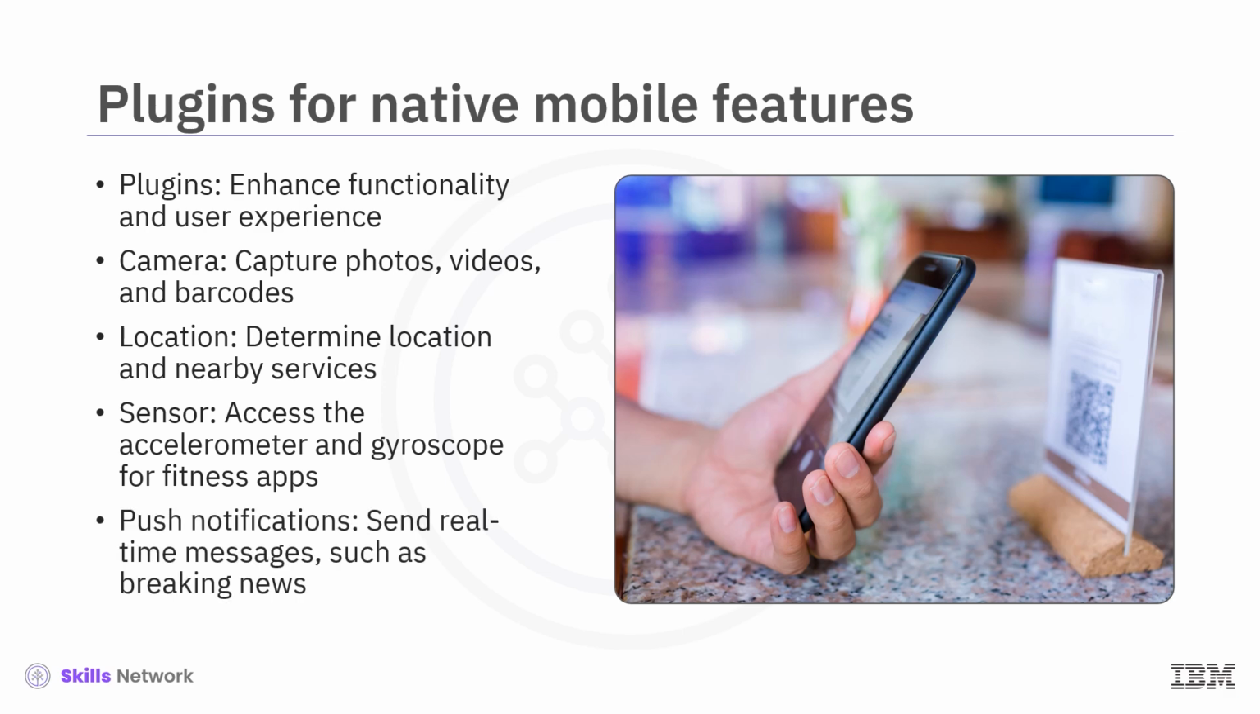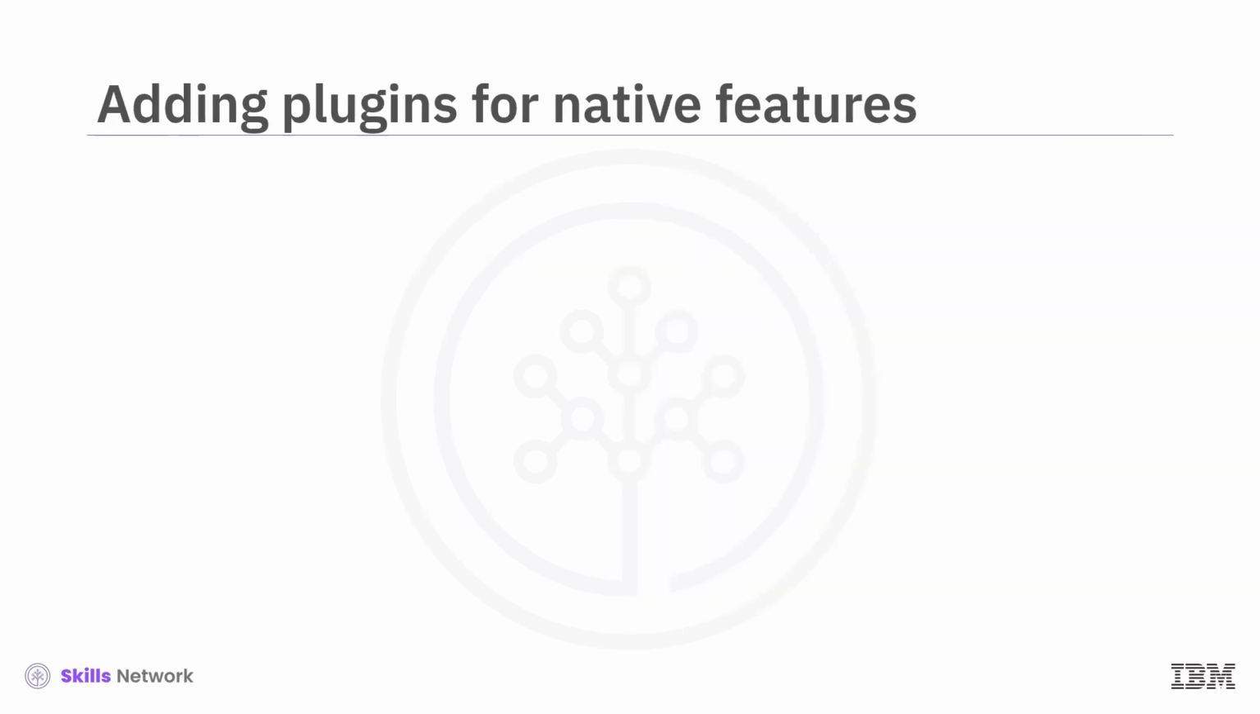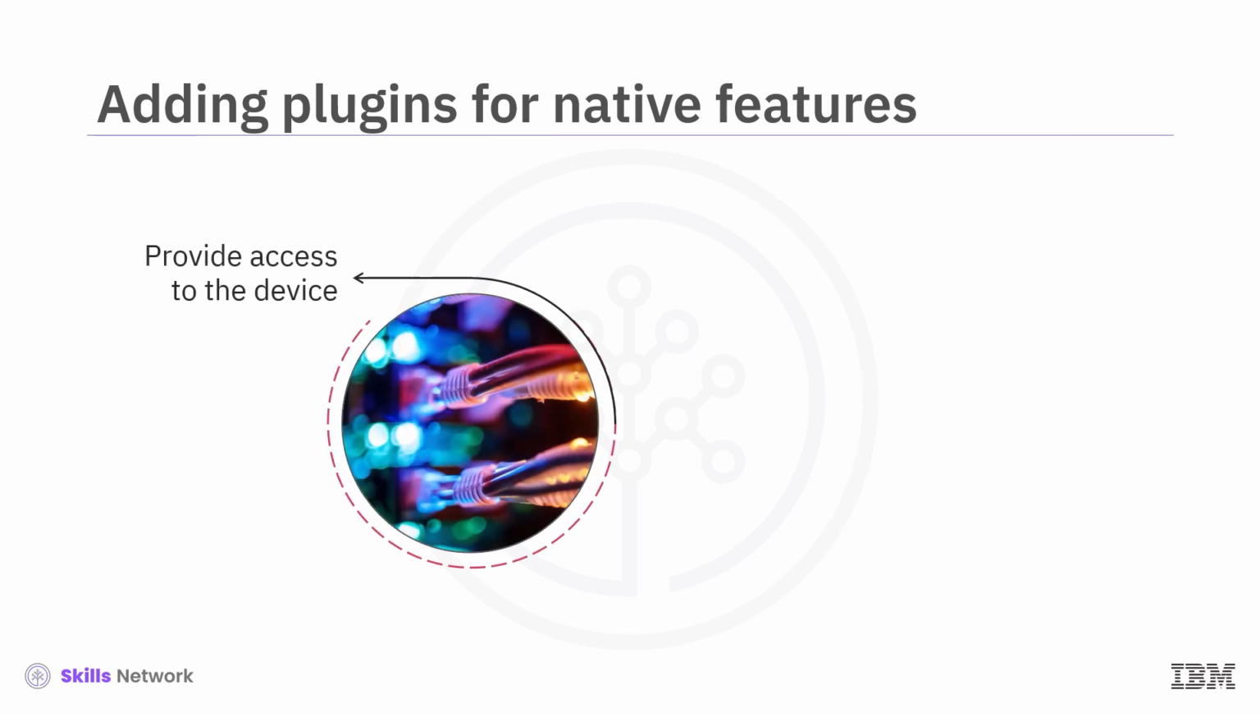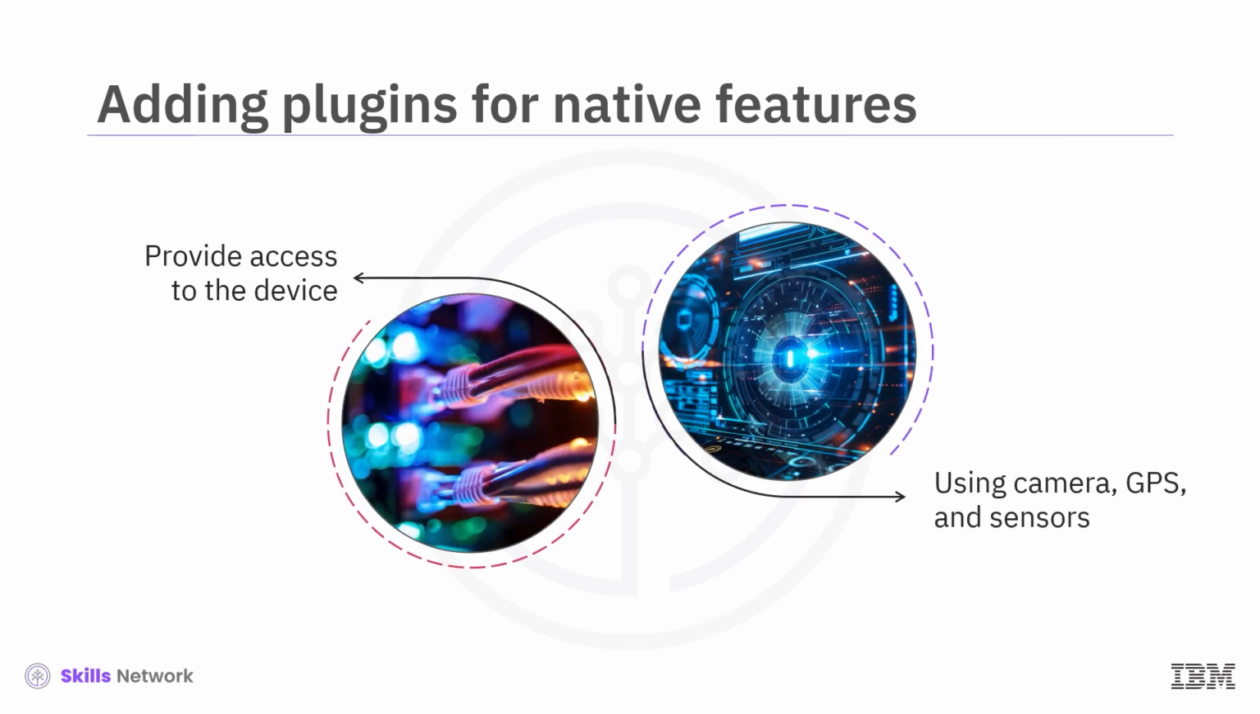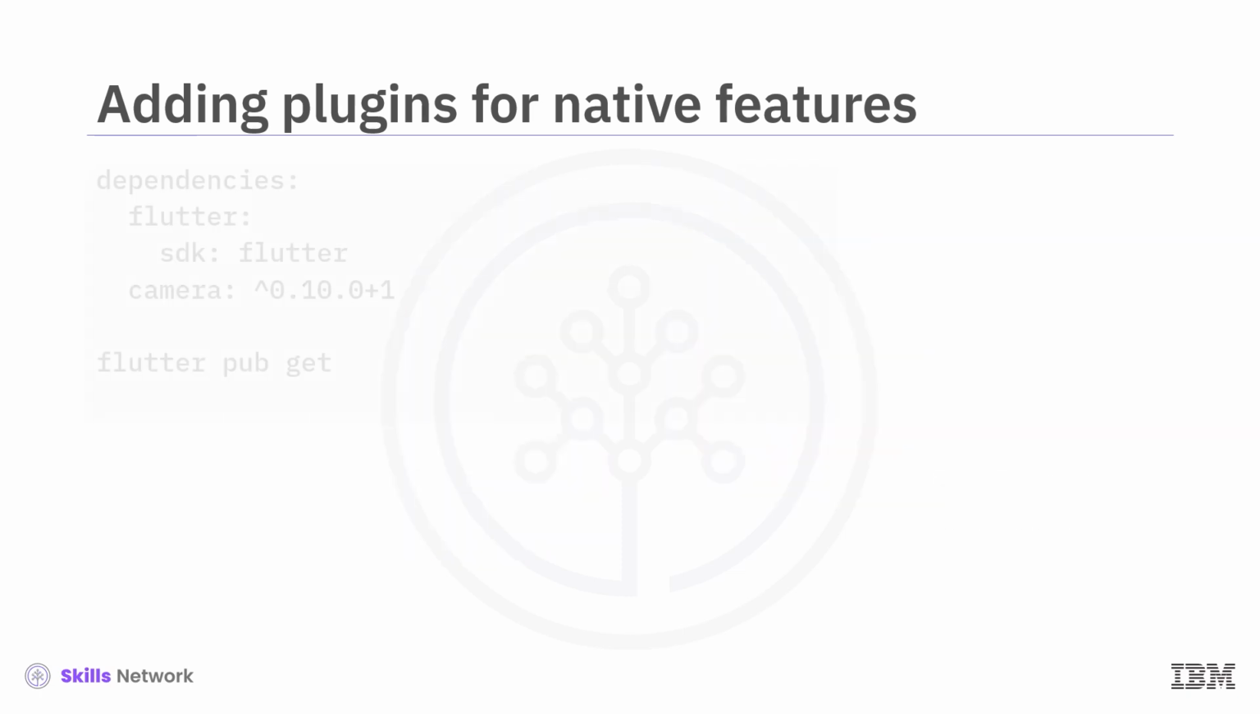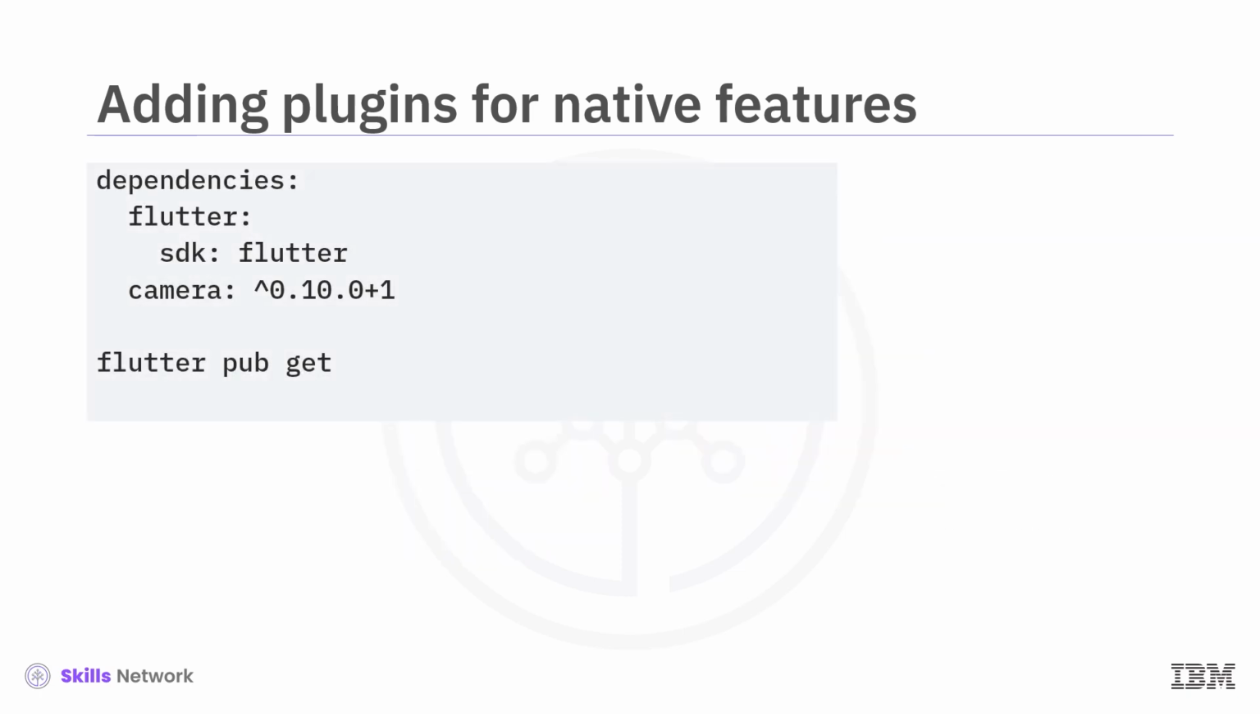And push notification plugins such as Firebase messaging are useful for sending real-time notifications to users and updating users with important information, such as a news app sending breaking news alerts. Using native mobile features in Flutter involves adding plugins that provide access to the device's capabilities such as the camera, GPS, and sensors. Let's explore an example of using a camera plugin.